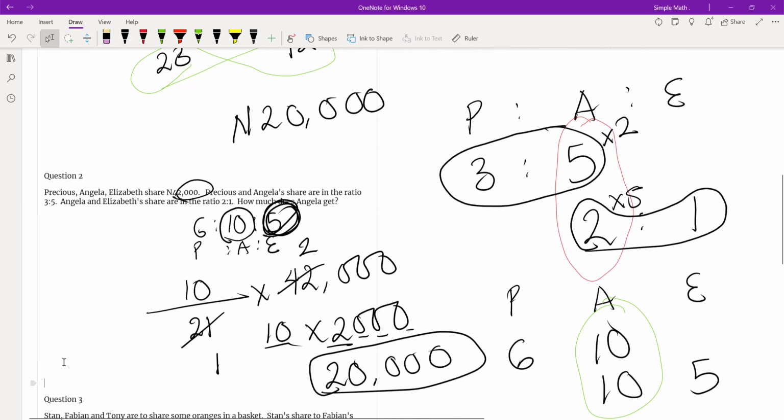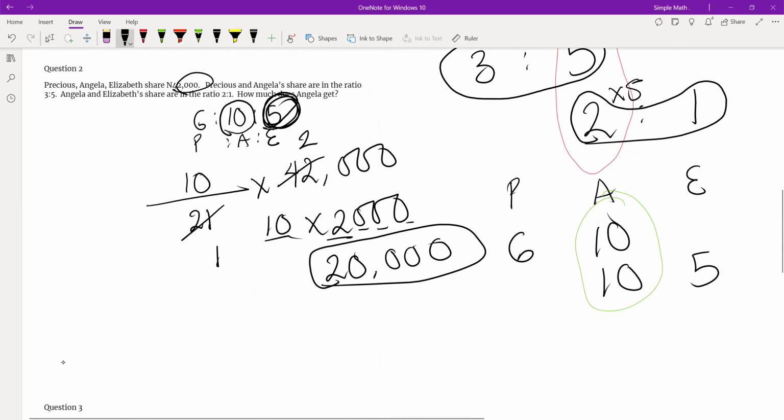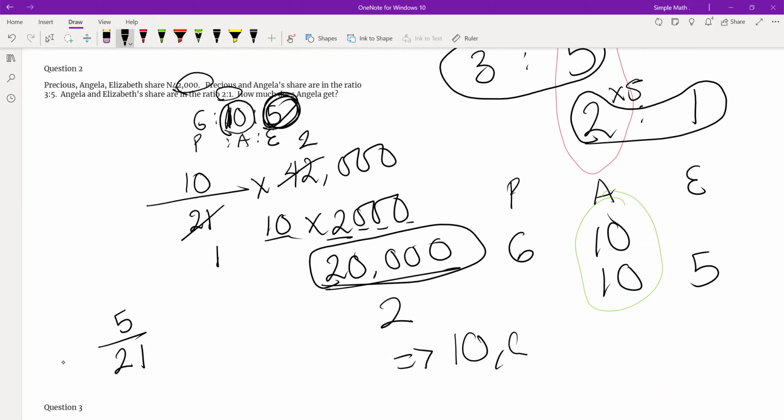No reason to, but that would be 5 over 21. Since Angela and Elizabeth share in the ratio 2 to 1, you can see from this question that Angela's share is going to be twice Elizabeth's share. So now that we have Angela's share, we can just divide it by 2, and we can see that Elizabeth's share is going to be 10,000 naira.